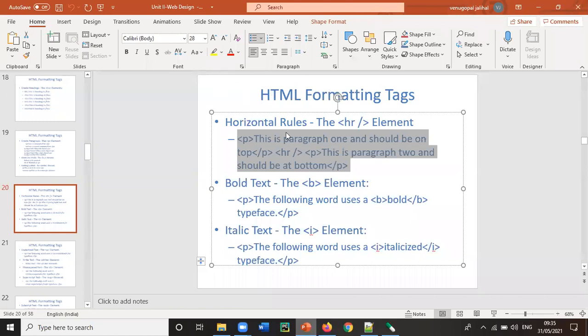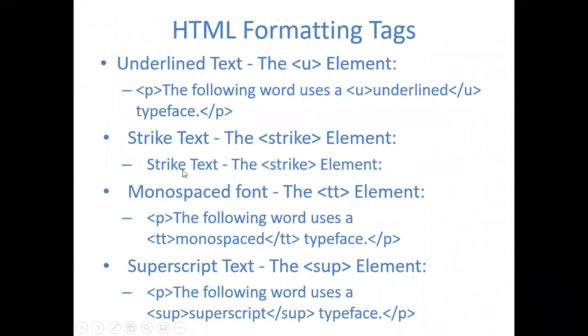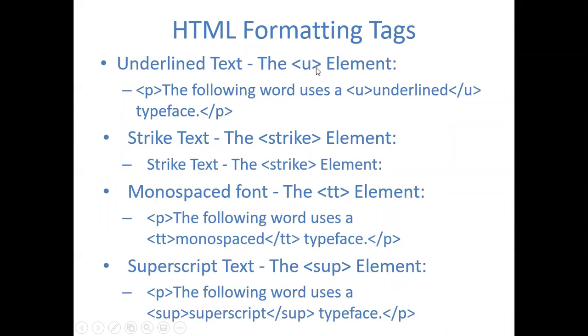So that is about the paragraph tag. Then if you want the text to be bold, you can use the B tag. We already have this. Using the bold tag, that is B, we can have the text in bold. Similarly, I for italics. If you want the text to be italicized, use the I tag. U for underlining, then strike for striking through the text, which we have done.